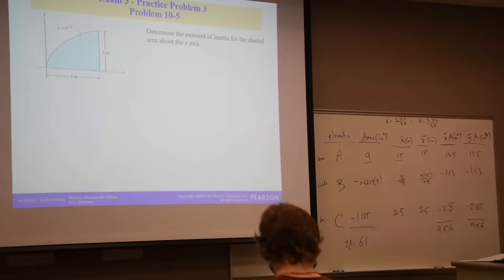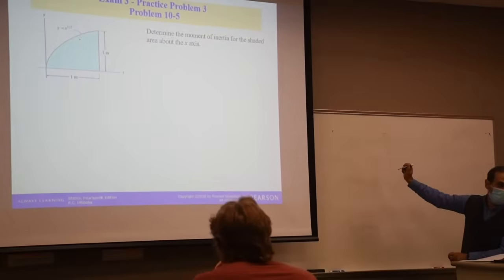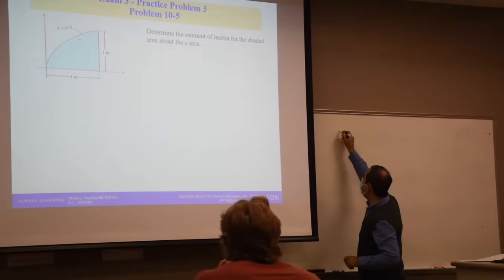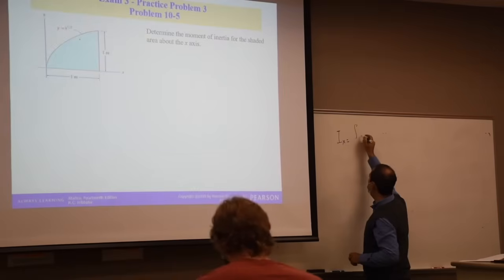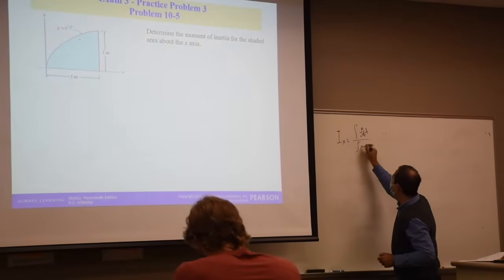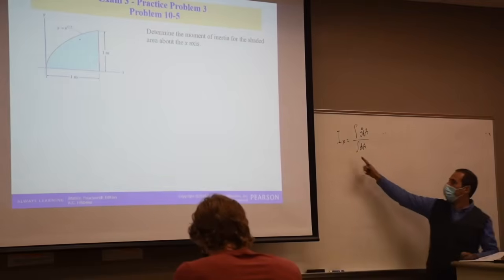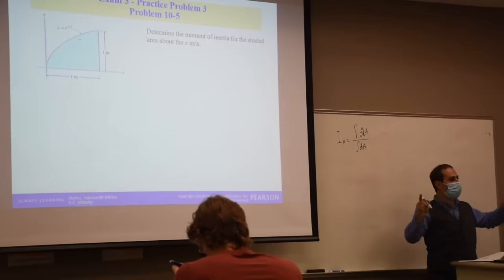We would like to find the moment of inertia of the shaded area above the x-axis. What's my formula? The moment of inertia along the x-axis is Ix equals the integration of y squared dA. If you're doing x, you put y. If you're doing y, you put x. That's different from the centroid.